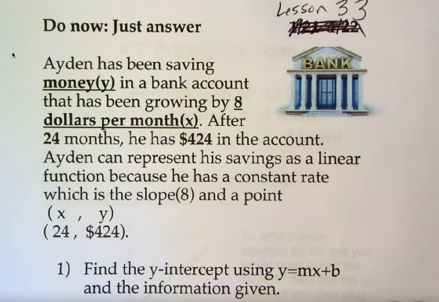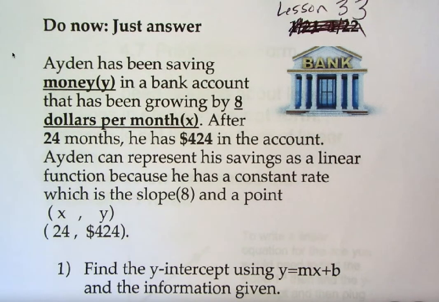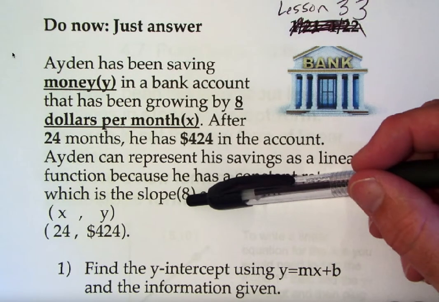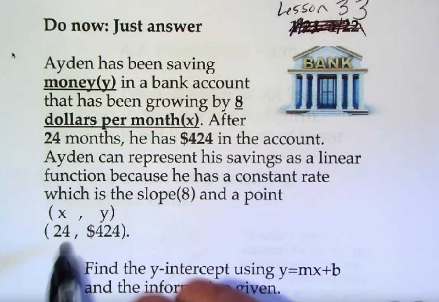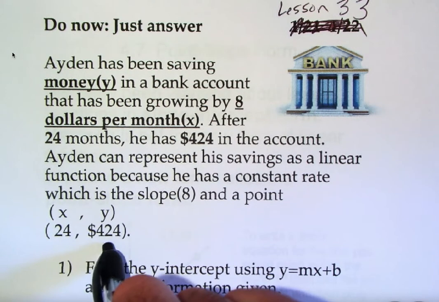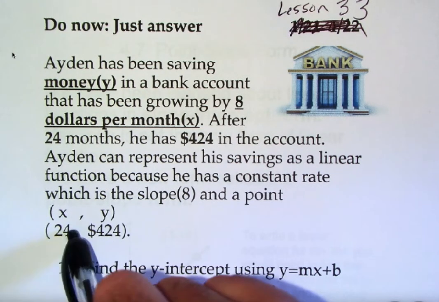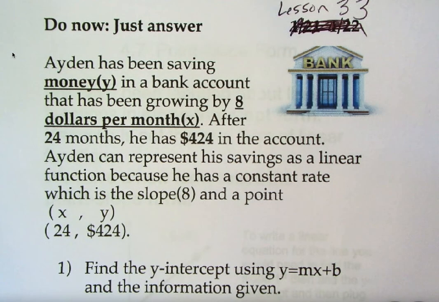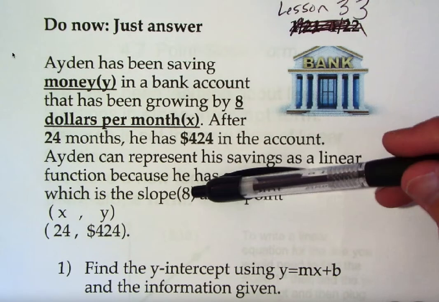Aiden has been saving money, y, in a bank account that's been growing by $8 per month. After 24 months, he has $424 in the account. Aiden can represent his savings as a linear function because he has a constant rate, which is the slope of $8 per month. And we know a point: after 24 months, $424 in the account. We've seen one like this before. So we know our slope and we know a point.